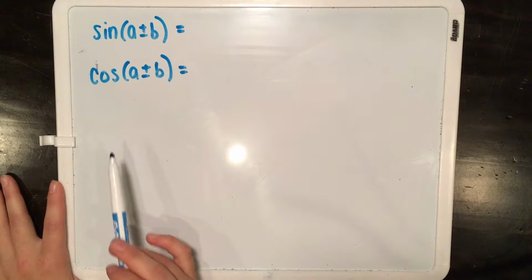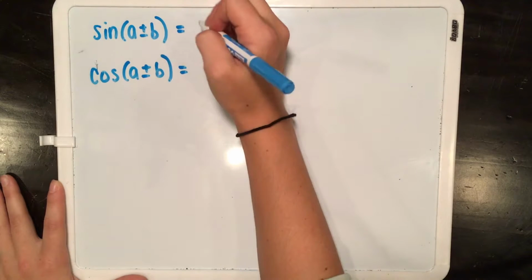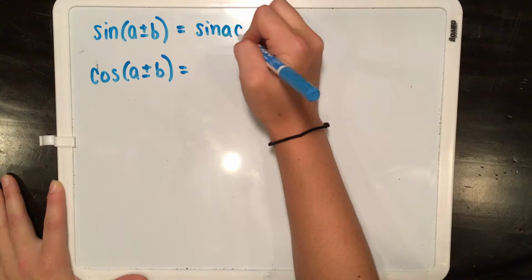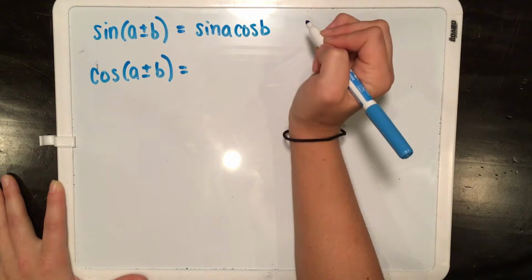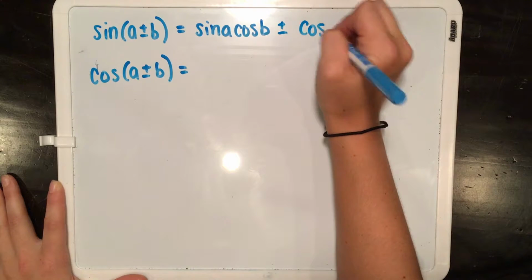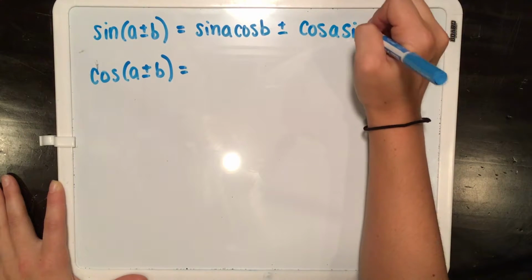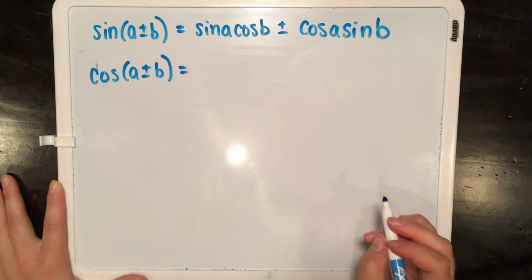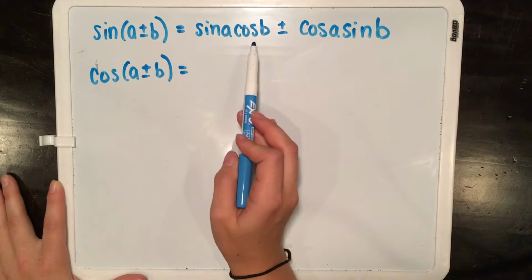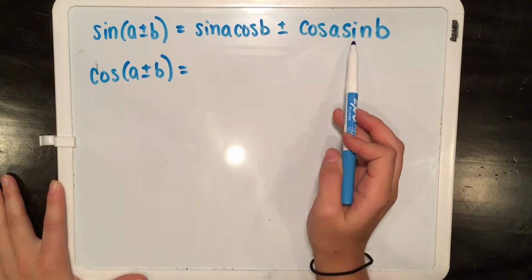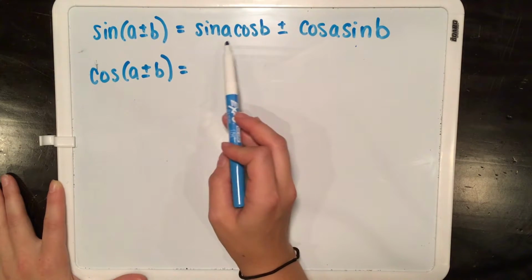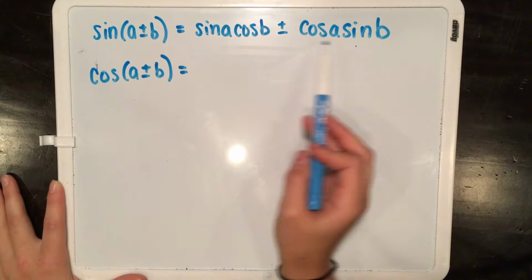The sum and difference formula for sine is sine A cosine B plus or minus cosine A sine B. And to remember this, you just have to think to yourself, sine, cosine, cosine, sine. SCCS. And you leave the angles as A B, A B.